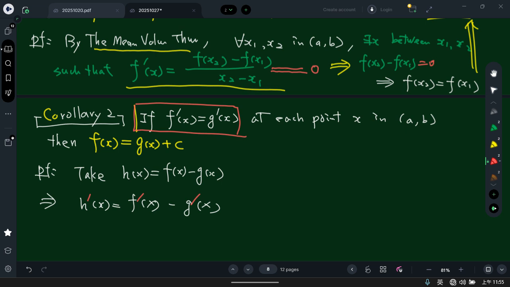Then, since this is equal to 0, we can conclude that h of x is equal to c because of corollary 1. Corollary 1 told us that if some function's first derivative is equal to 0, we can conclude its original function should be a constant.